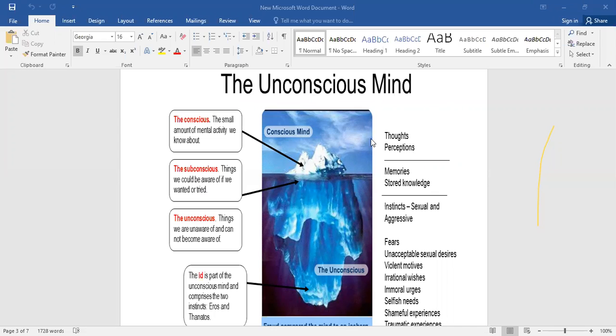Now, on the other side of this picture, you will find that over here, we have thoughts, perceptions, and we have memory and stored knowledge. We have instincts, sexual and aggressive type of things. Then thoughts and perceptions are in the conscious mind. And then in subconscious mind, we have memory and stored knowledge, but the current knowledge. And then over here in this part, you will find the unconscious things we are unaware of and cannot become aware of. So there are certain types of things which we are not aware of, and they are buried in unconscious mind.